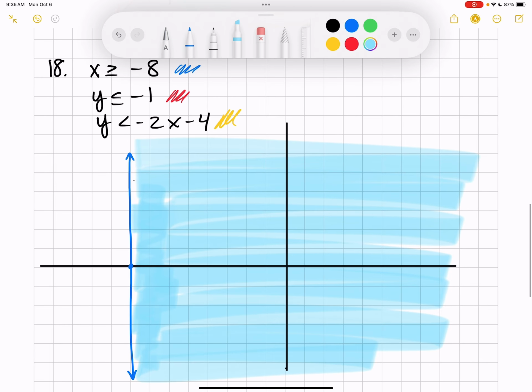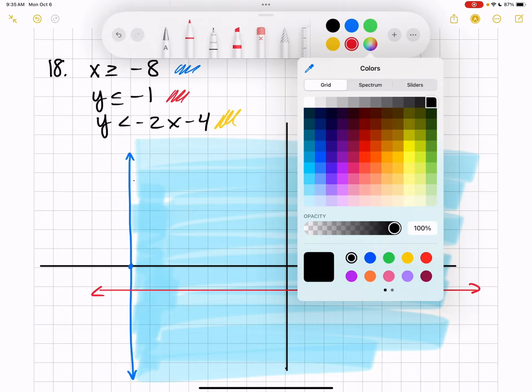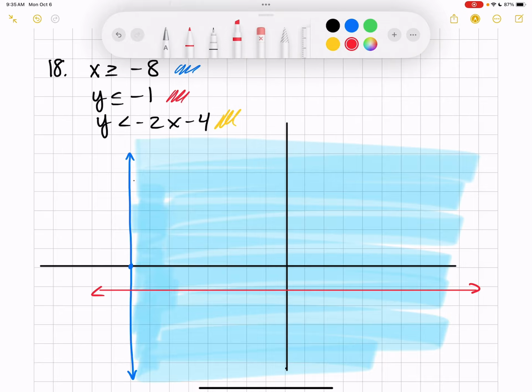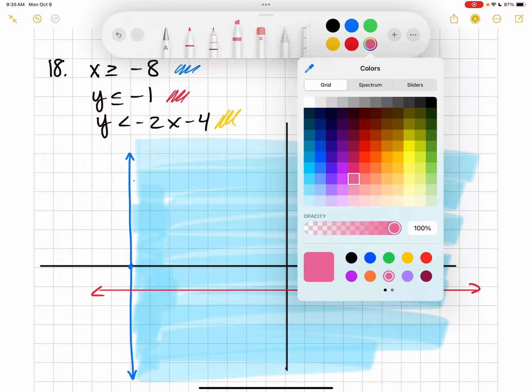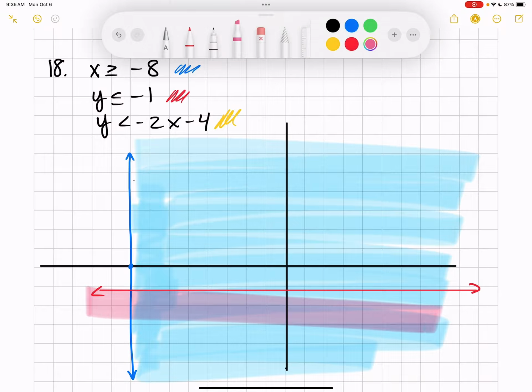All right, on the y is less than or equal to -1, I have a straight line going across down here. Now, where does this one shade? Down. Yep. So this one is shaded down here.